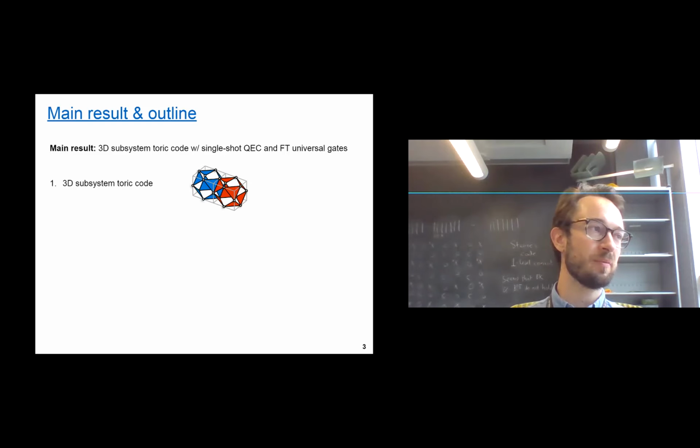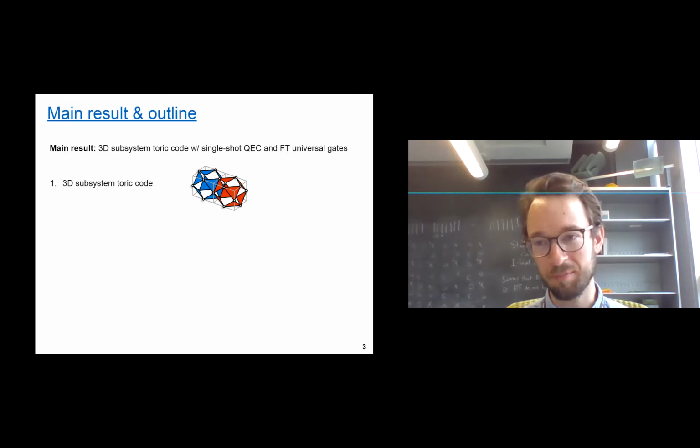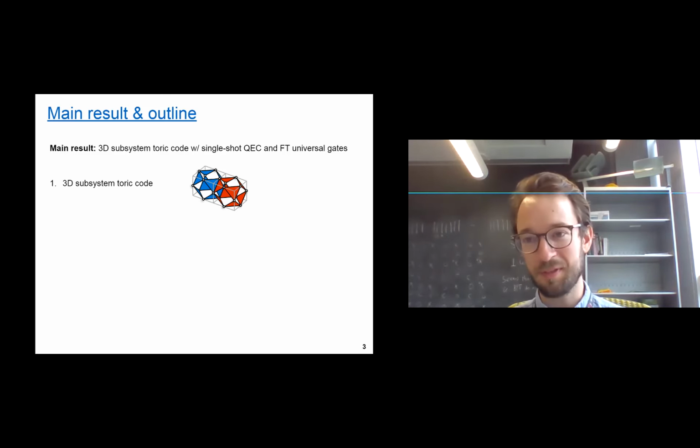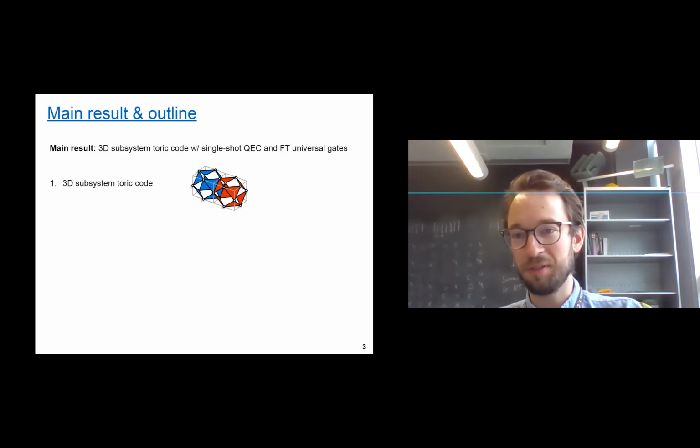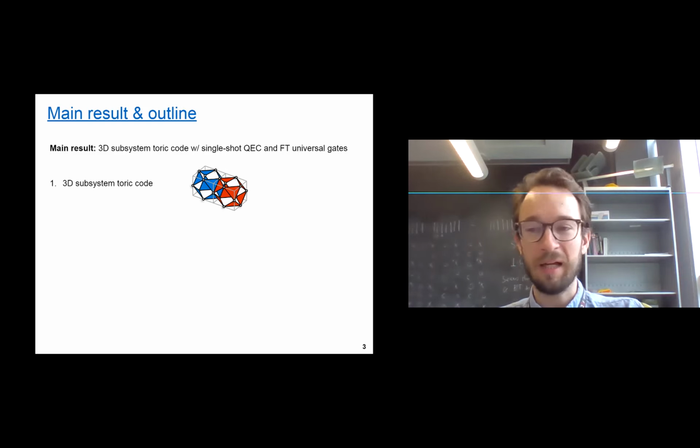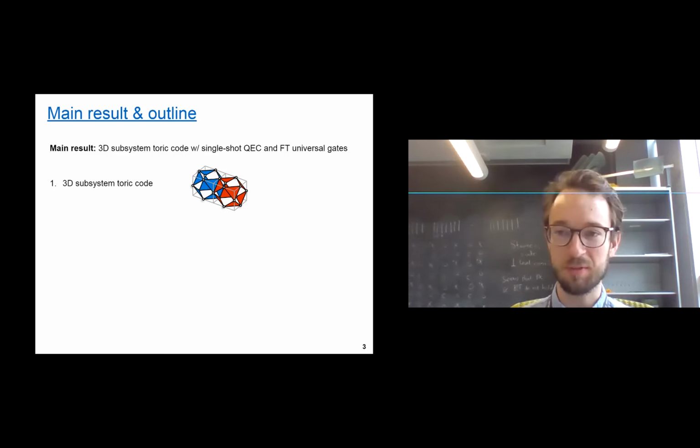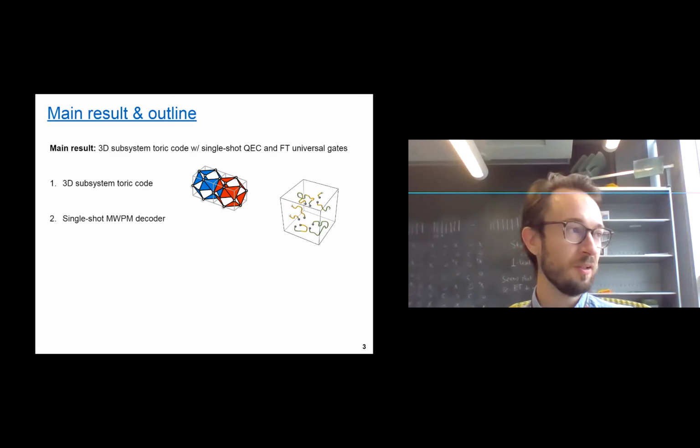So the nice thing about this 3D subsystem toric code is it's much simpler than the gauge color code. In the color code, you have the different color charges, and in the 3D case, 4 of them can fuse, for example, and it's a lot more complicated, especially with the gauge flux as well. But as you'll see, the 3D subsystem toric code is a lot simpler to understand.